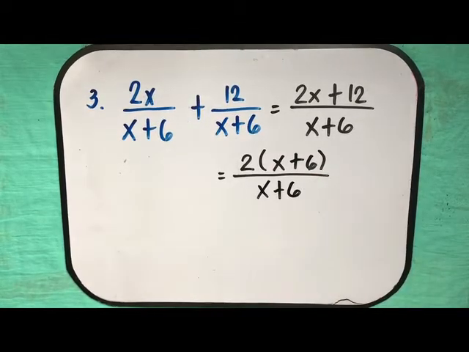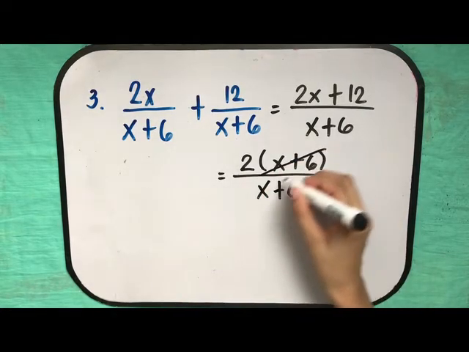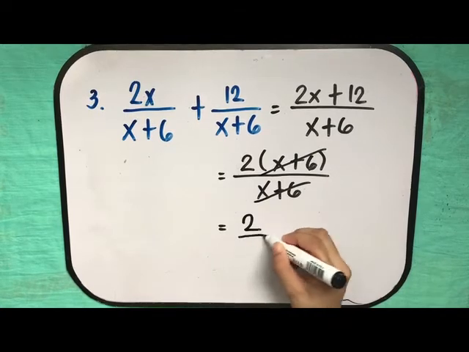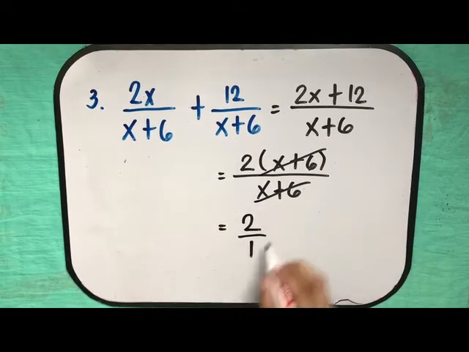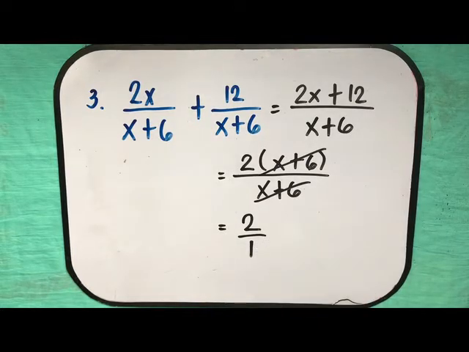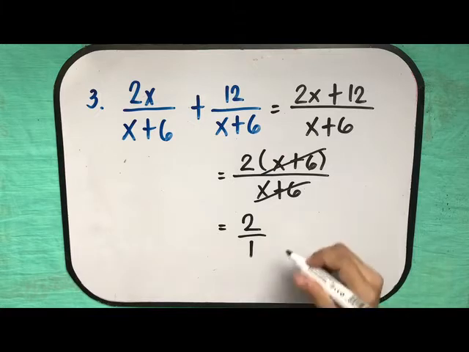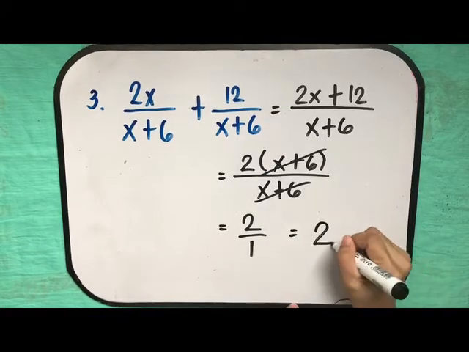Now, you may proceed to cancellation. Cancel the common factor, x plus 6. You will get 2 over 1. We will write 1 if there is no other variable in the denominator. So 2 over 1, you still have to simplify this. You have to divide 2 by 1. So the final answer will just be positive 2.